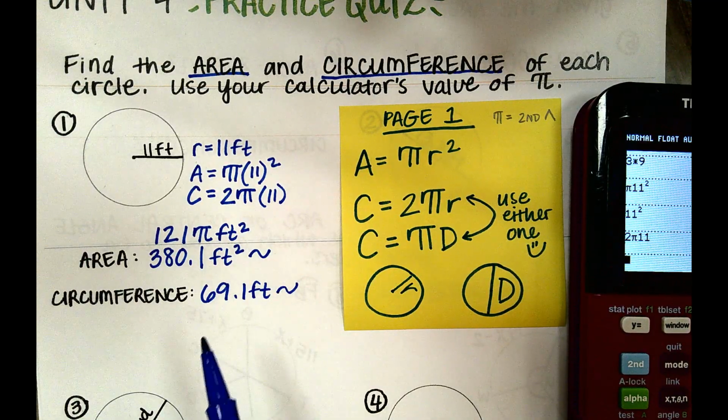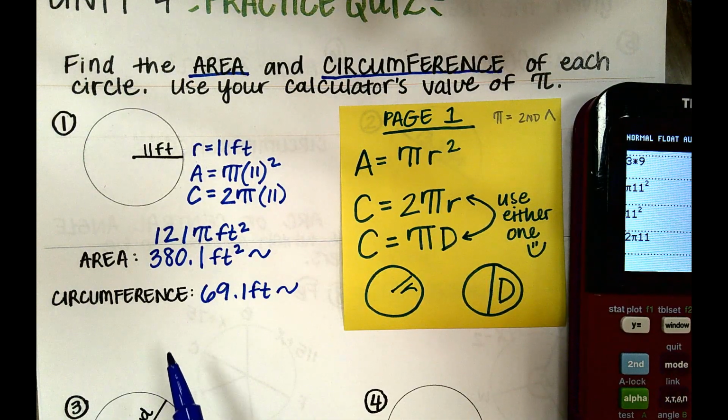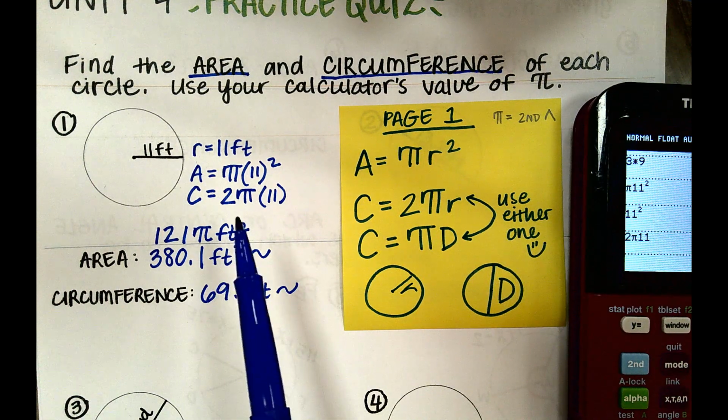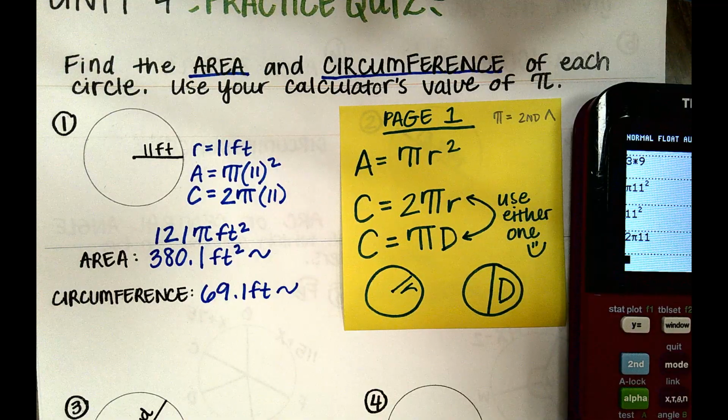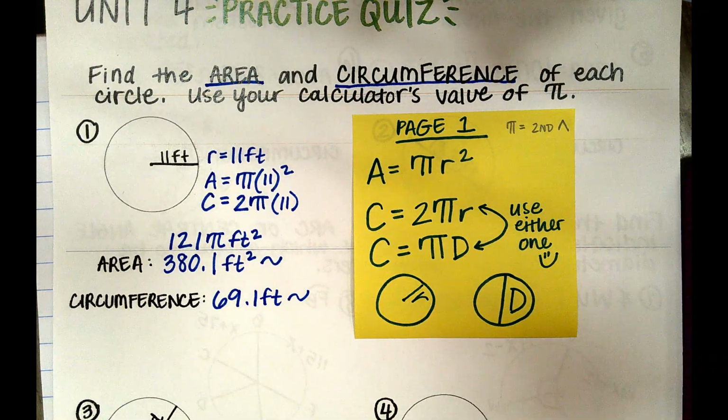If I wanted an exact circumference, what would that be? Pause this. Okay, back to this. Does anybody know how to do the exact circumference for number one? You have to know how to do that. It'd be really cool if you knew how.